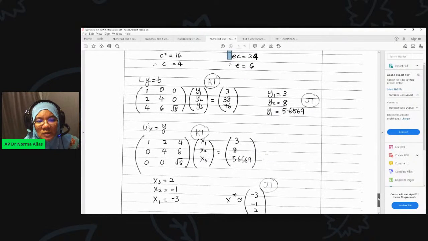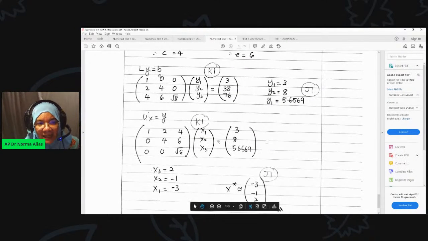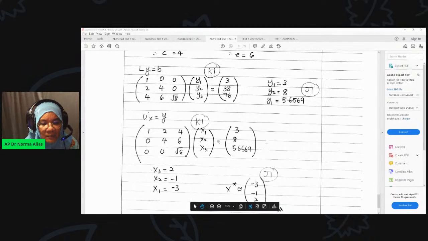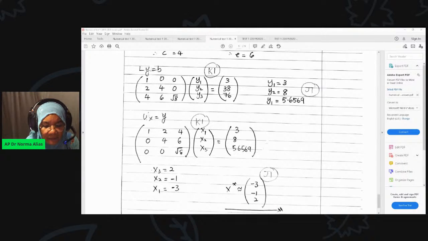And then, as usual, there are two steps: LW equal to F, and then UX equal to W. You need to remember these two steps. So now my question: is it similar? What is the difference between Cholesky and Doolittle?